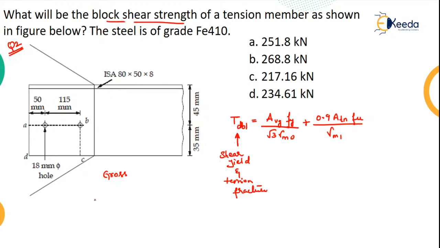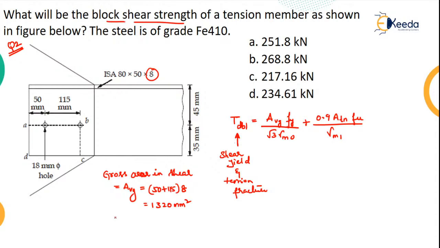Now let us calculate one by one. First I'll calculate all the areas which are required. So gross area in shear AVG, how will you calculate this? See, gross area in shear will be nothing but the bolt to bolt distance into the thickness. So the bolt to bolt distance will be 50 plus 115, just the edge distance and the pitch distance, into the thickness. So how much will it be? 1320 mm square.